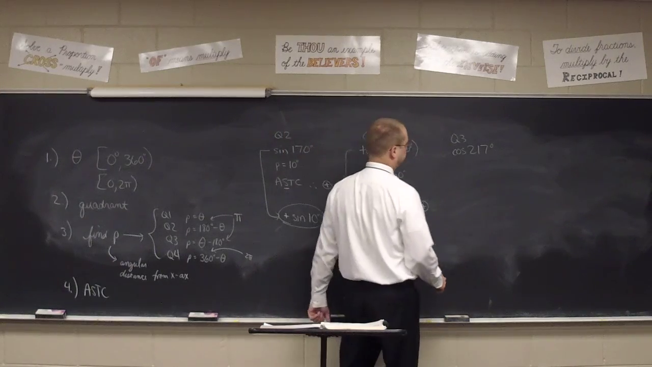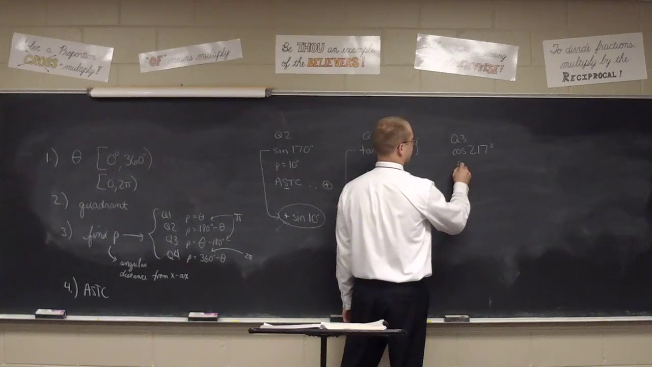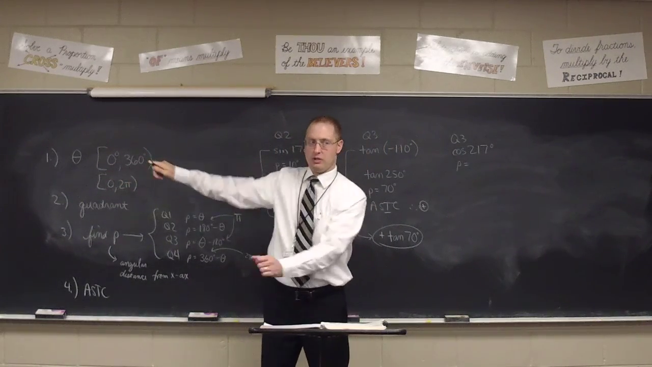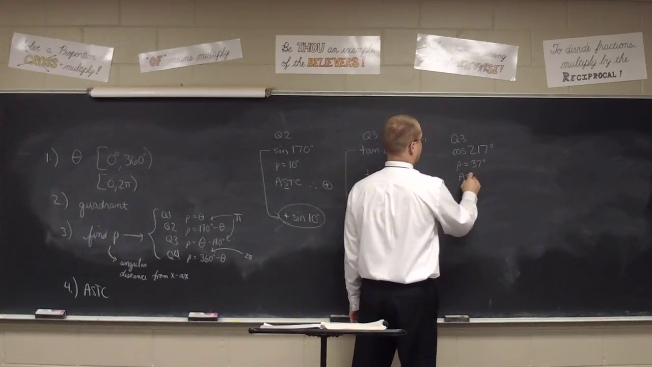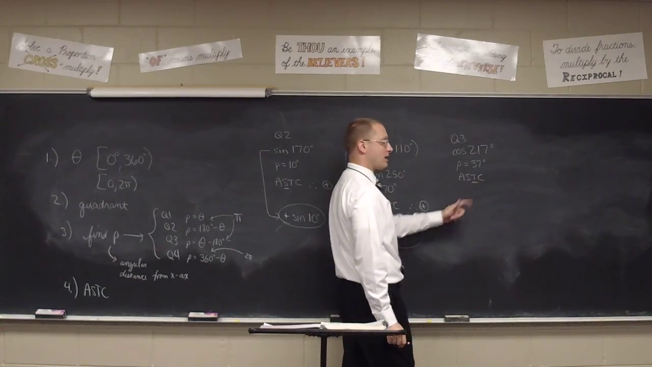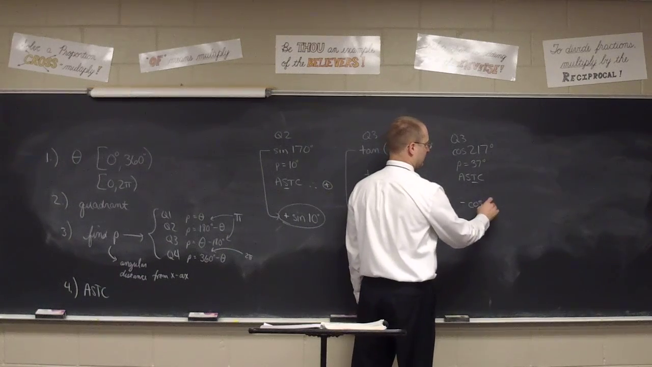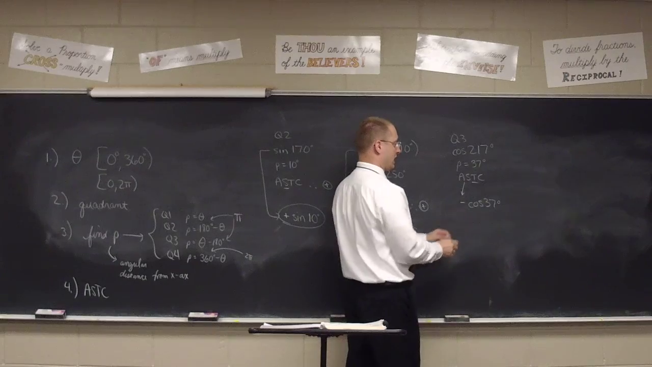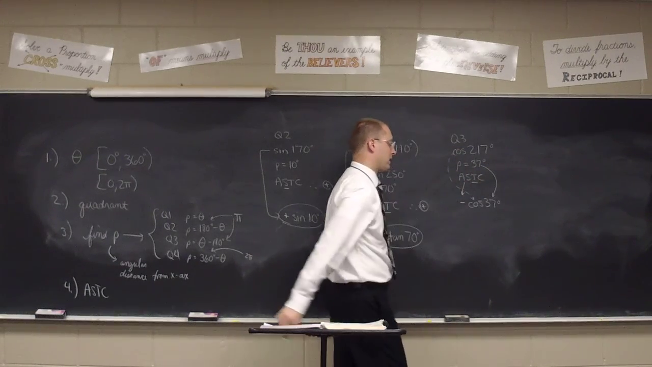Step 3 is to figure out the reference angle, right? Rho. How far from 180 is 217? 37 degrees. Finally, ASTC. We're in quadrant 3. What is cosine in quadrant 3, class? Negative. So we're going to have negative cosine of 37. ASTC tells you whether you put a positive or negative. The function stays the same, and then we drop rho in place of theta.